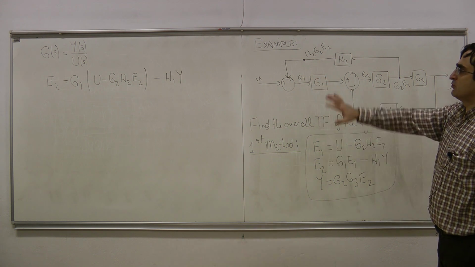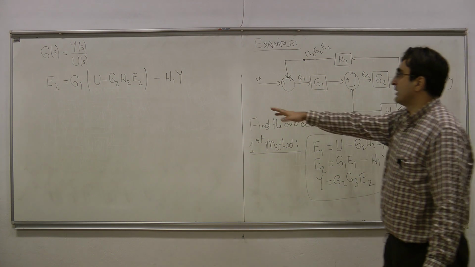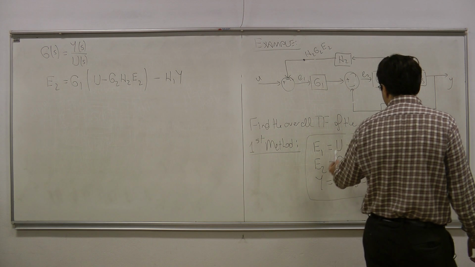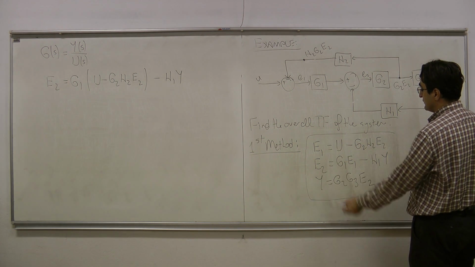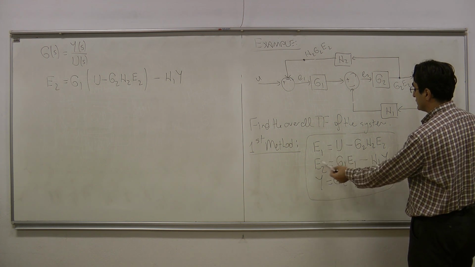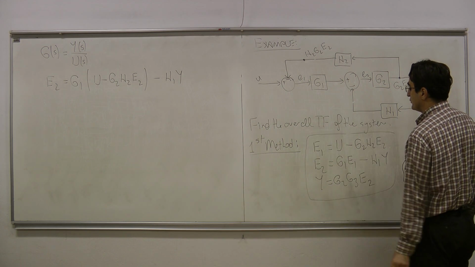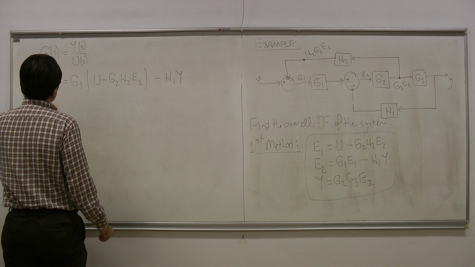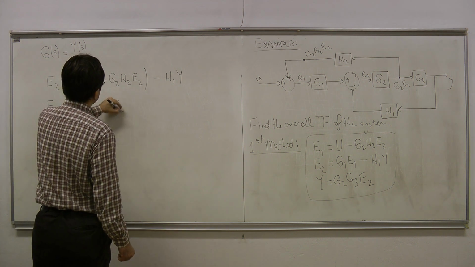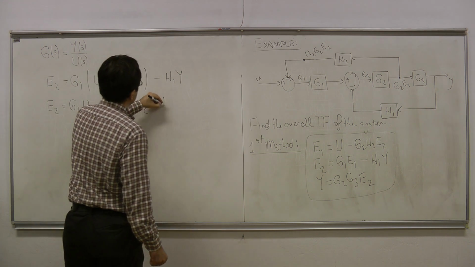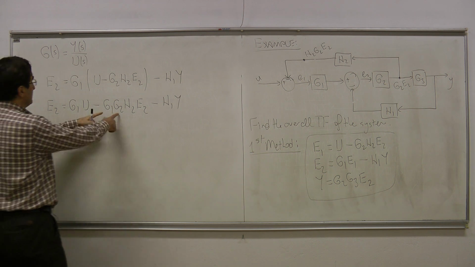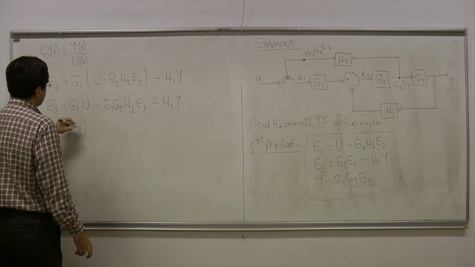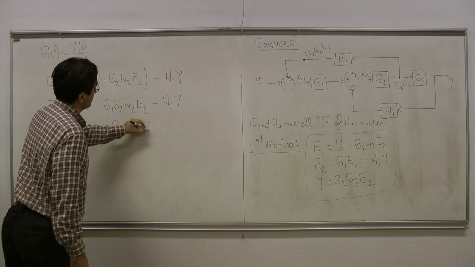So you see that this equation is only related to E2 and Y. So I can actually try to extract E2 in terms of the input U and the output Y here. The input and the output are the only variables that I want to remain in this equation, and I want to get rid of E1 and E2. By doing that substitution, I got rid of the E1 variable. So this is going to be E2 is equal to G1 U minus G1 G2 H2 E2 minus H1 Y here. Now I will collect all of the E2 variables on the same side. 1 plus G1 G2 H2 times E2 is equal to G1 U minus H1 Y.